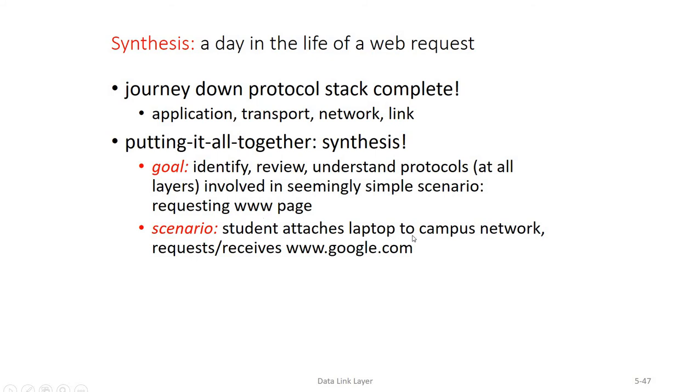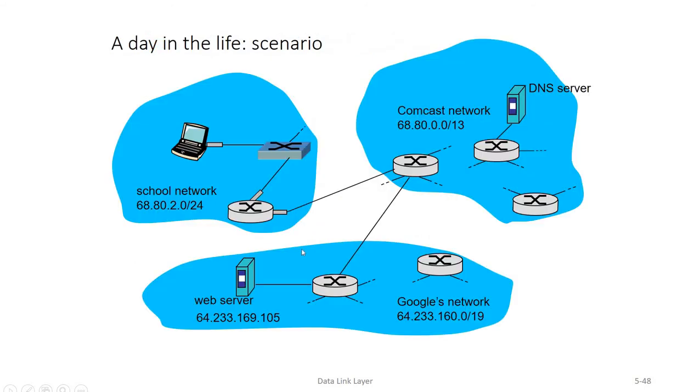The student attaches a laptop to the campus network, then requests and receives a web page. I want to request the URL of Google. So here this is the school. Firstly, it is attached to the network. Then we will send the web request. Open the browser and type google.com in the browser.